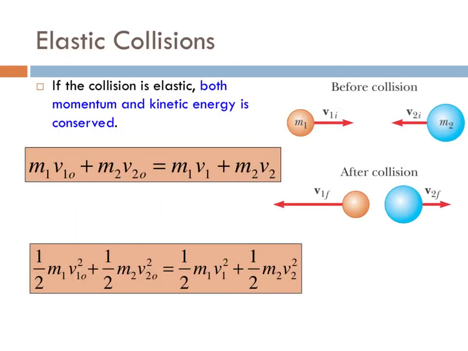Again, for elastic collisions, both momentum and kinetic energy are conserved. Again, the most common situation is when you have two objects coming toward each other and then they bounce away perfectly away from each other. Again, what this means is that our momentum at the beginning is going to be equal to our momentum at the end. And then another property that's also going to be very helpful is that our kinetic energy at the beginning is equal to our kinetic energy at the end.